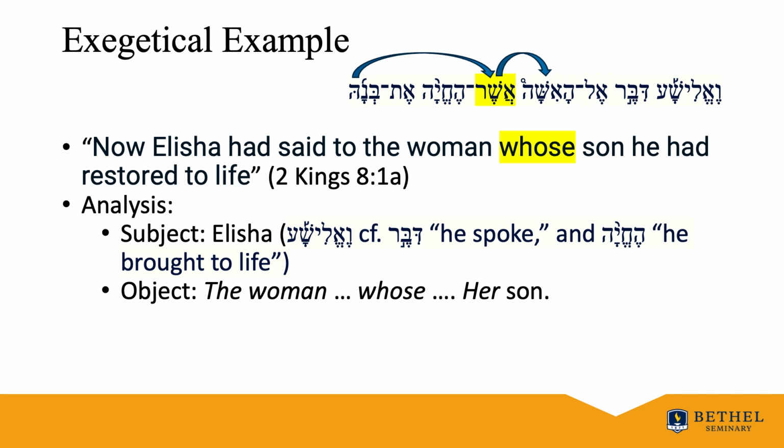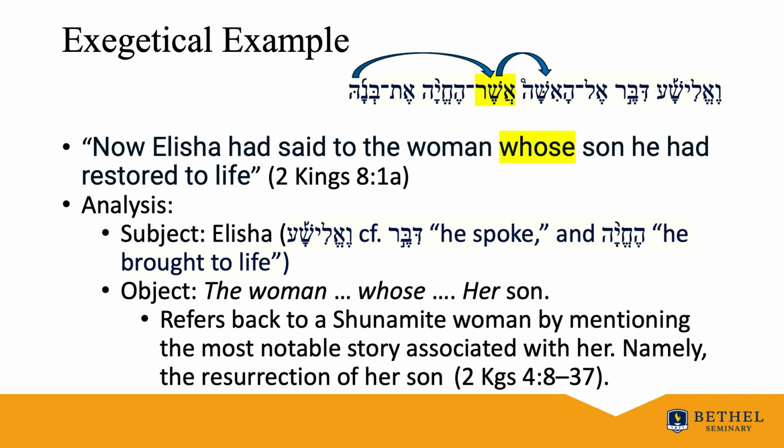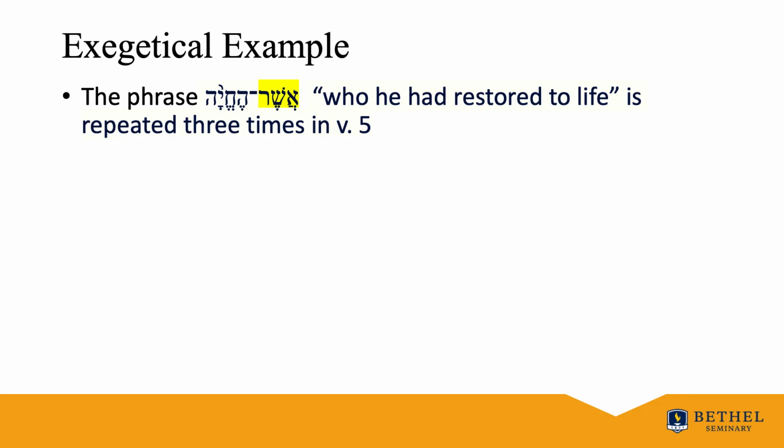And who is this woman? The woman whose or whom Elisha had brought her son back to life. At this moment, 2 Kings chapter 8 is pointing back to an event that happened earlier in the story in 2 Kings chapter 4, where Elisha went back and brought this woman's child back to life. If you keep reading this story in 2 Kings chapter 8, you'll actually be shocked with how often this exact phrase, asher he cheya, whom or whose have brought back to life, is repeated over and over, but not always with the exact same reference point.